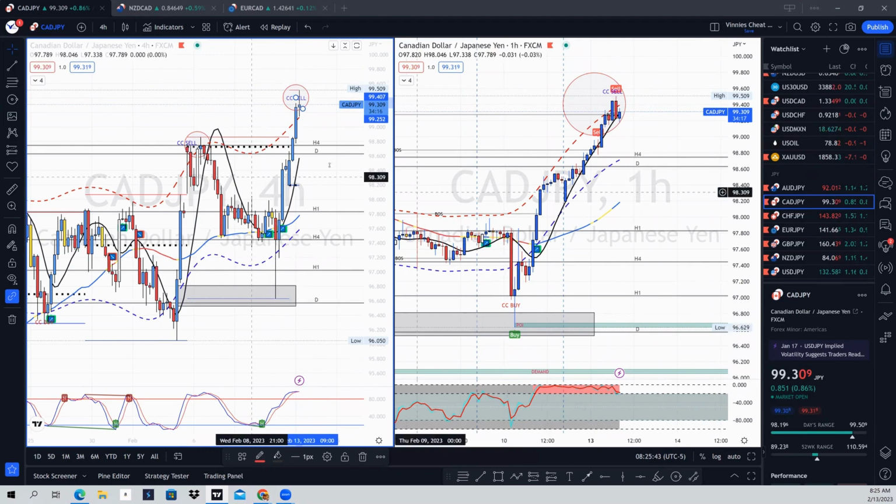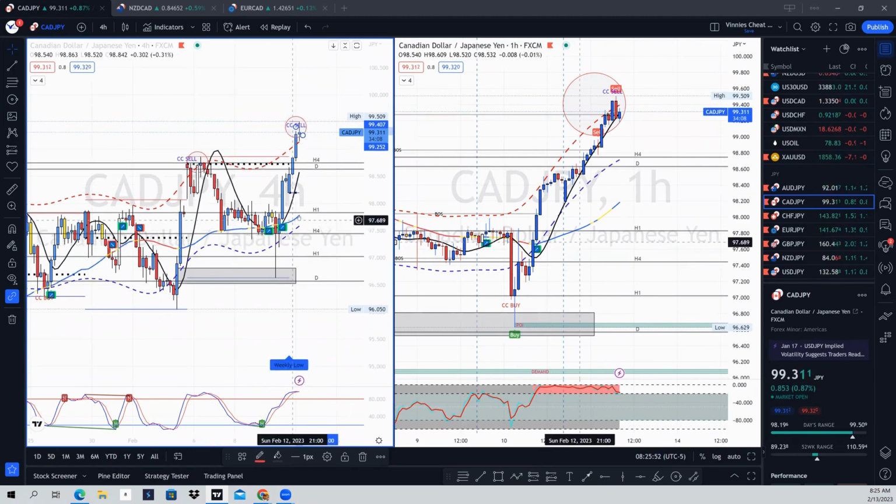Now we have to recognize that this is just a pullback on CAD JPY, because obviously on the 4-hour time frame, price is above the 47 moving average. Market structure is telling us that price is bullish right now. It's making higher highs, higher lows, higher highs, higher lows, right? 47 moving average is also telling us price is bullish. All right, so remember, this is just a pullback. You don't want to stay in the trade too long. You want to get your 25 pips, 50 pips, and get out.